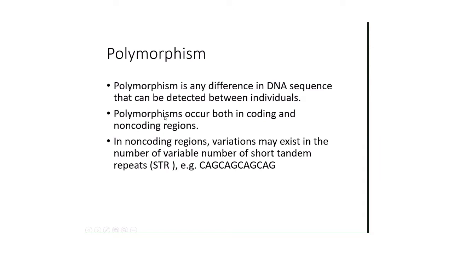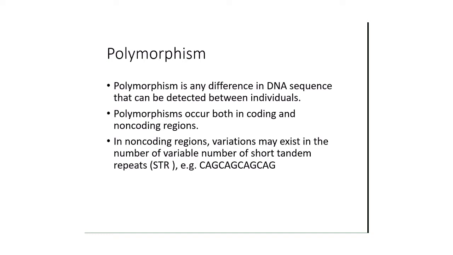So there's this concept of polymorphism. Polymorphism is any differences you can see in a DNA sequence between two individuals. These differences can occur in the coding regions of your genome, so that exists at a gene level. When you have polymorphism in a gene, that creates different versions of the gene, the alleles. So someone could have brown eyes or blue eyes. That's considered a polymorphism.